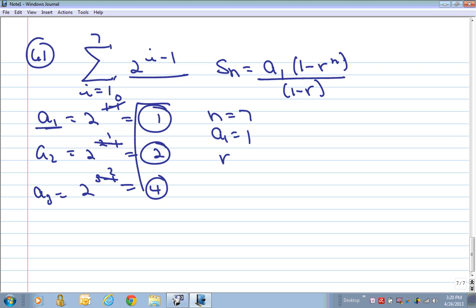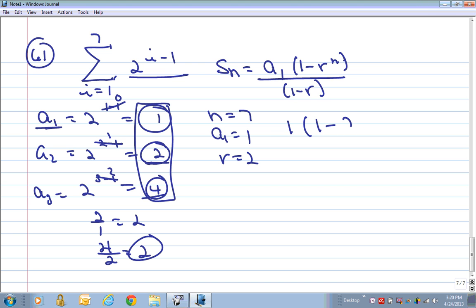Well, we have 3 terms. To find r, you take the second term and divide by the first, which is 2, or the third term and divide by the previous, which would be 2. So our ratio is equal to 2. Now we can substitute into the formula. S sub 7 would be 1 times 1 minus our ratio of 2 raised to the 7th power all over 1 minus 2. When we put all of that in our calculator, you're going to end up getting 127.